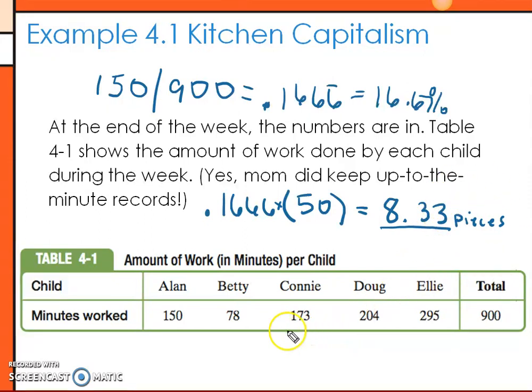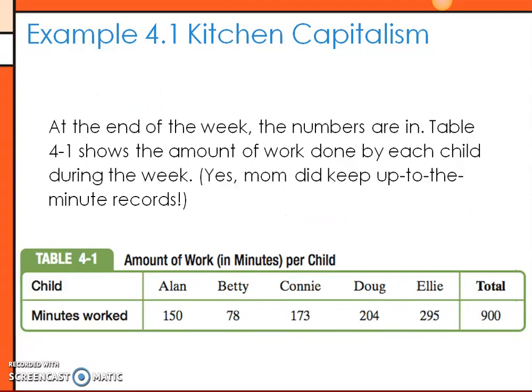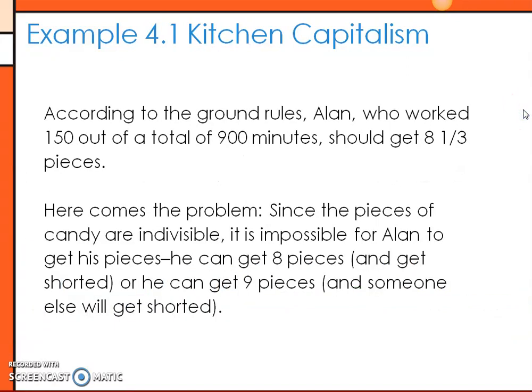And so here's where we start to be able to decide, well, what should we do? So this is kind of the heart of the apportionment problem, is what happens when it doesn't come out to a perfectly nice even number. So here's where they got the 8 1/3. He did 150 out of 900 minutes of work, and we multiply that by 50 because that's what fraction of work he did. So should he get 8 or should he get 9 pieces of candy?